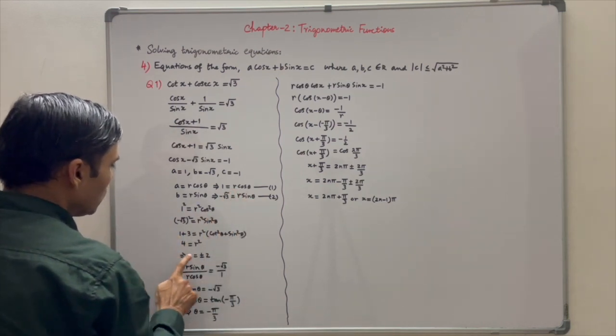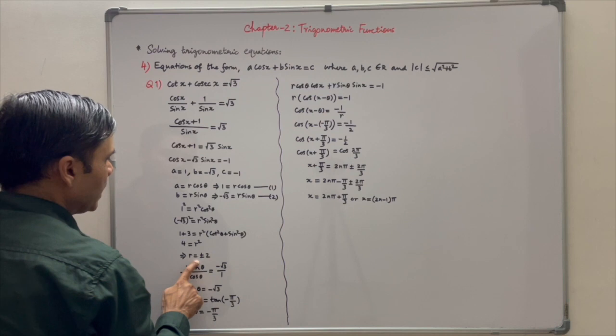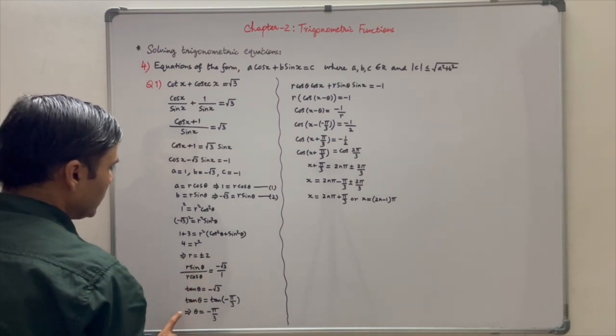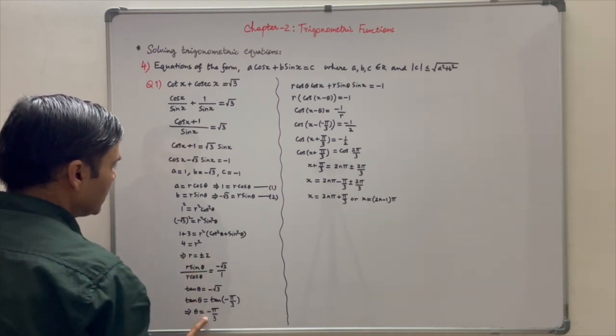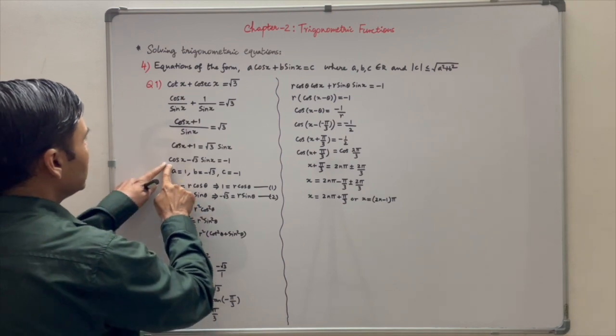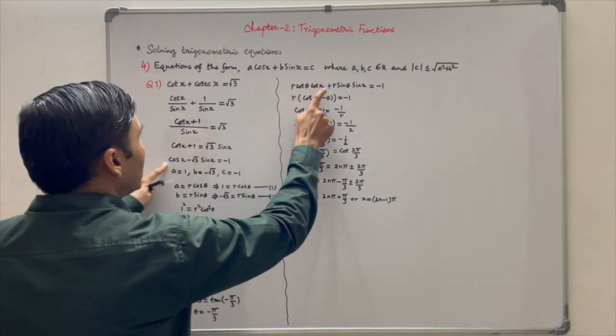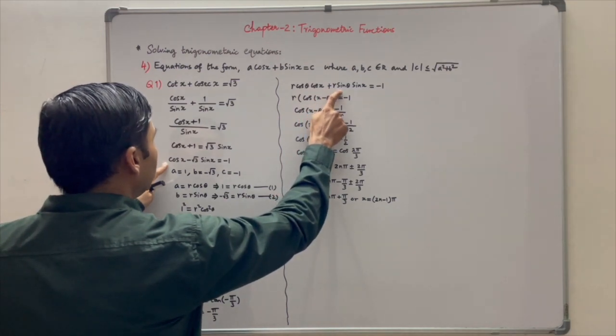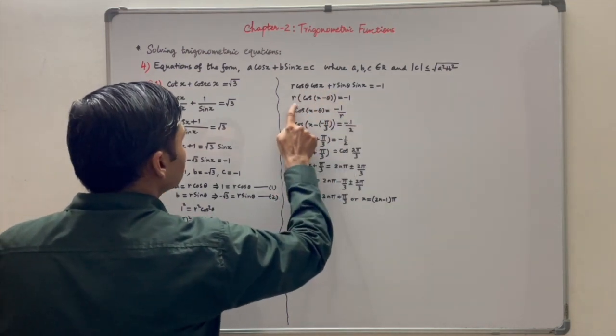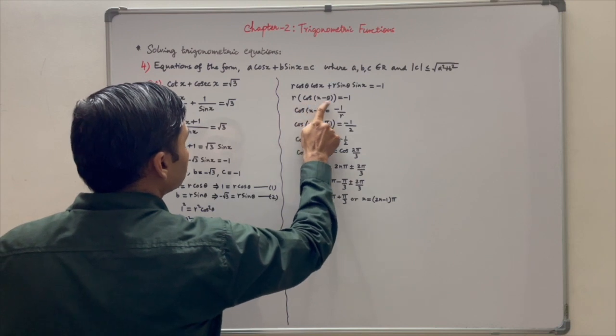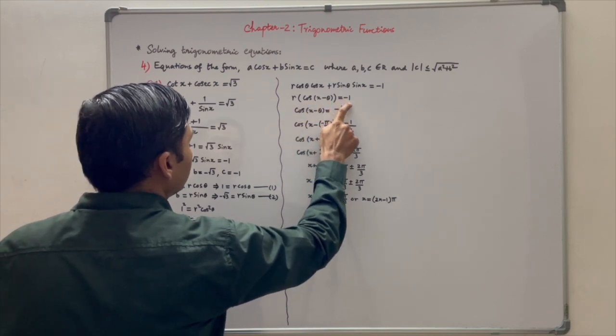So r comes out to be plus minus 2. We will take only the positive value, and theta is equal to minus pi by 3. Now again in this equation, write r cos theta in place of A and r sin theta in place of B. So the equation becomes r cos(x minus theta) is equal to minus 1.